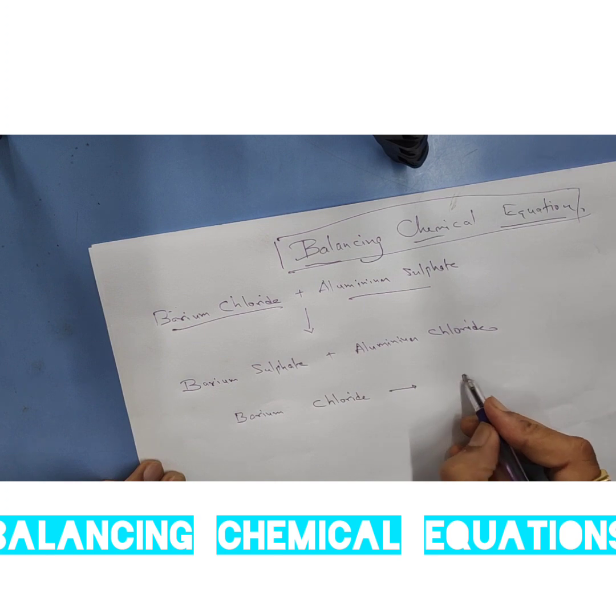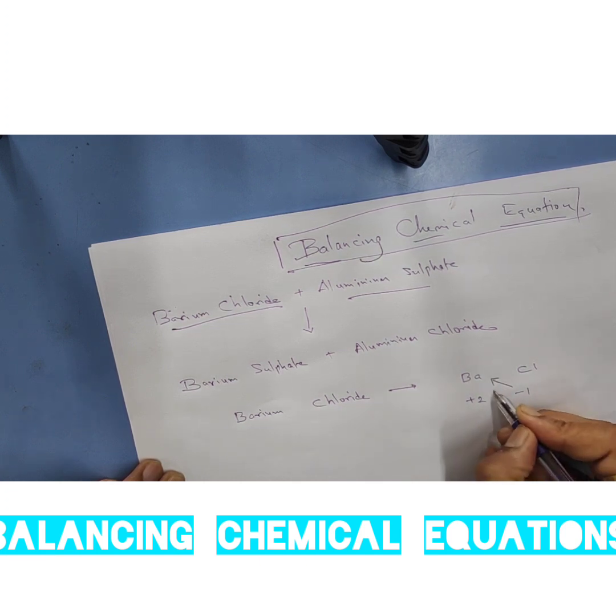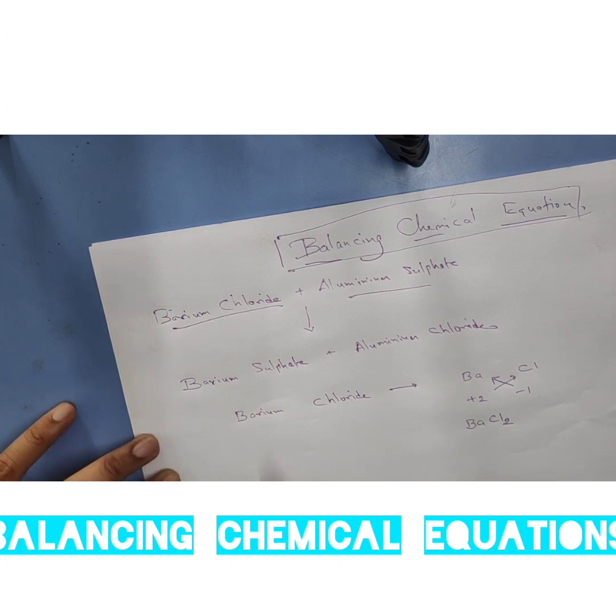How can I write barium chloride? The symbol of barium is Ba. Its valence is +2. Then Cl. Chloride means Cl. Its valence is 1. Now let's crisscross that. So what will I get? It's a different number. So BaCl2. The first one is BaCl2.